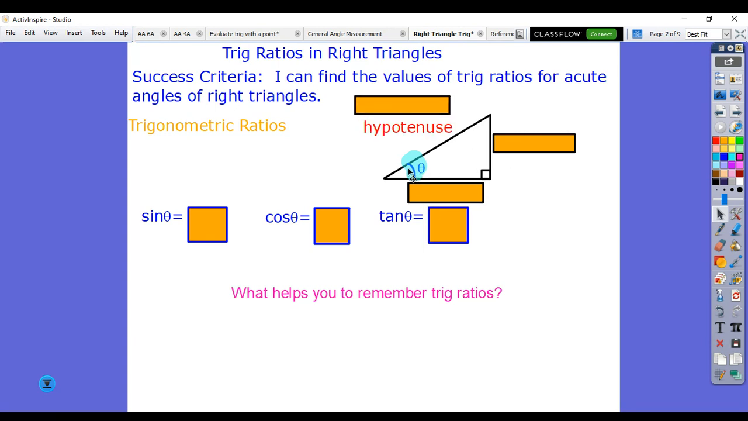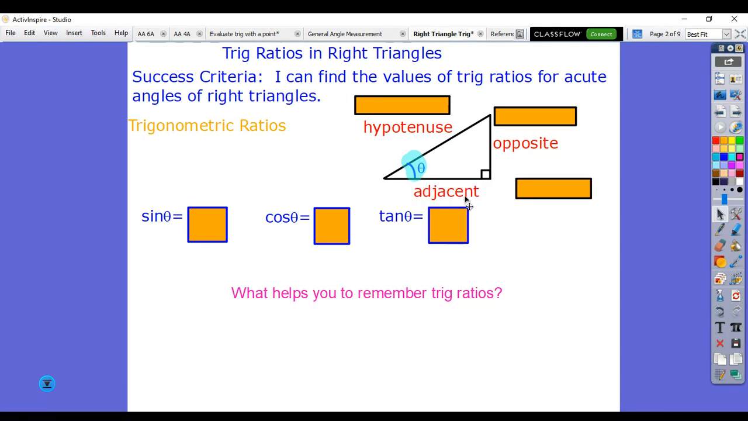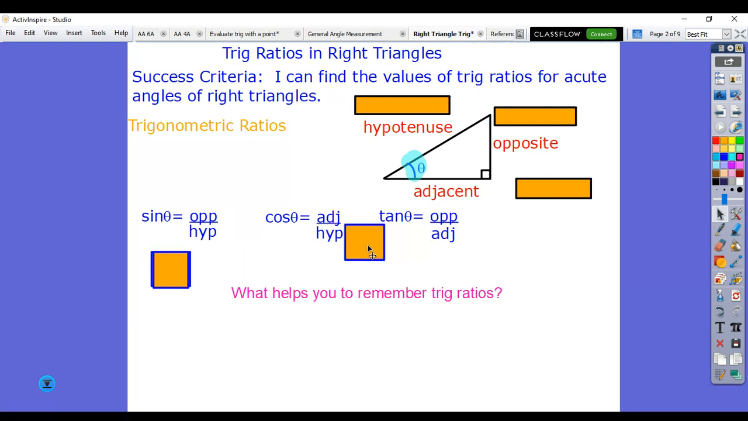But the important thing about marking the angle that we're talking about is the side across from the angle is the only one that can be the opposite. So you don't know which one's the opposite side until you mark the angle. And the side next to the angle is the adjacent. So we use these three relationships to determine the ratios for sine, cosine, and tangent.